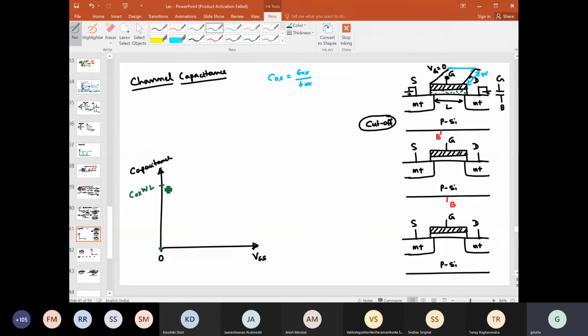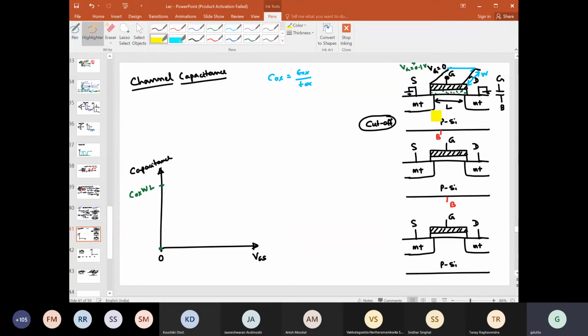Now we are increasing the gate voltage. Suppose the threshold voltage of this n-channel MOSFET is 0.5, and now we have made VG equal to 0.1 plus. So we have increased the gate voltage a little bit more. As a result, what will happen? This is a positive voltage, so it will try to repel some of the holes from this P silicon, and that will create a depletion layer here.